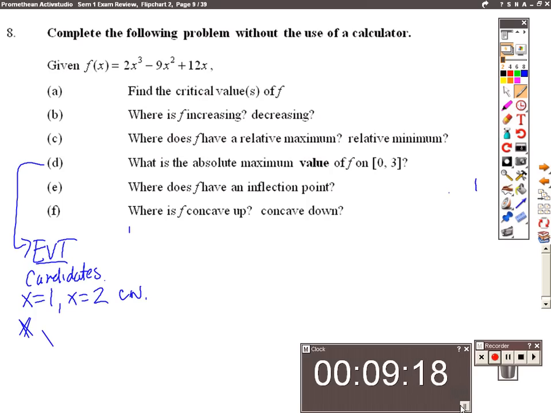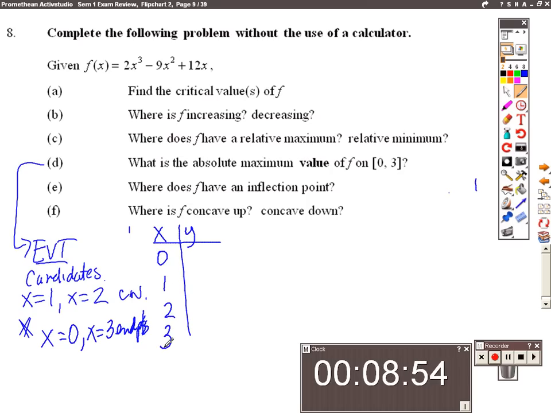Alright, so we have the critical numbers and our endpoints of x equal to 0 and x equal to 3. Now we're looking for the highest y value, so we're going to set up a table of values for the output of the original function, with 0, 1, 2, and 3. Now be very careful because these values go back into the original function. When I put 0 into the original function, I get 0. When I put 1 into the original function, I get 2 minus 9 is negative 7, negative 7 plus 12 is 5. Check my arithmetic because I'm doing it in my head.